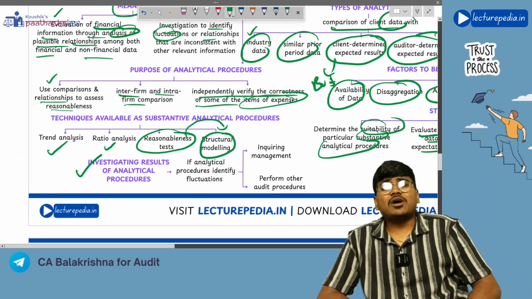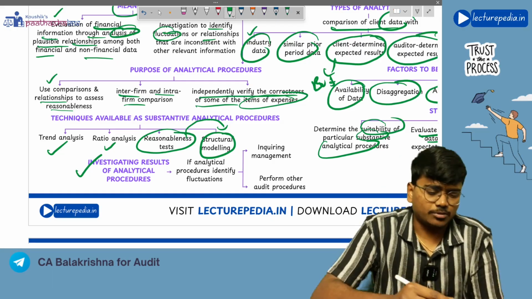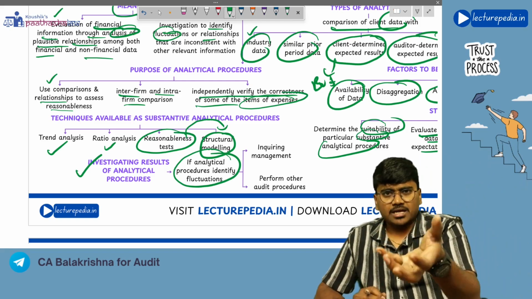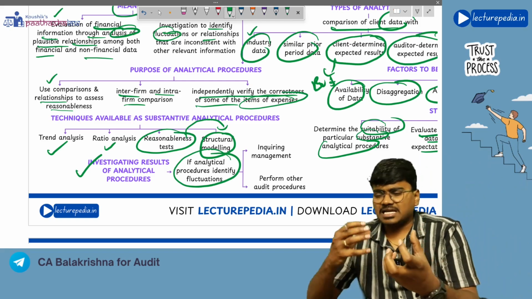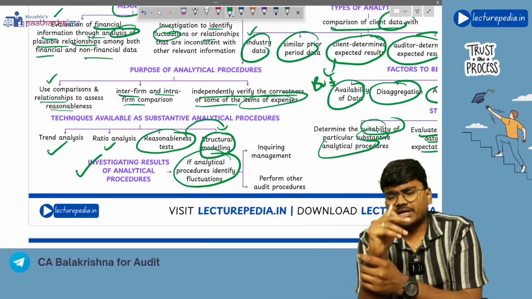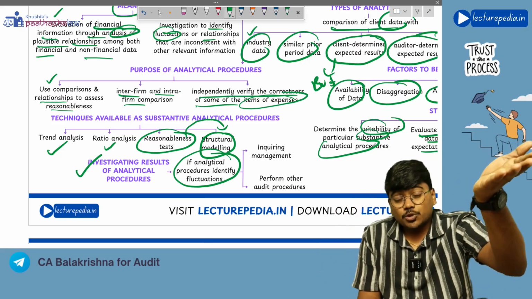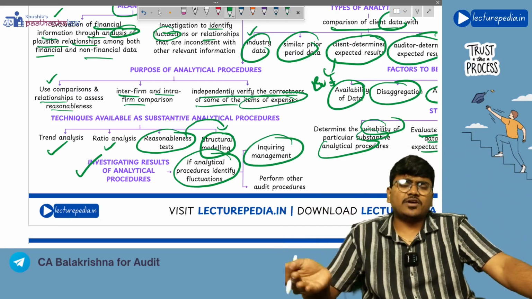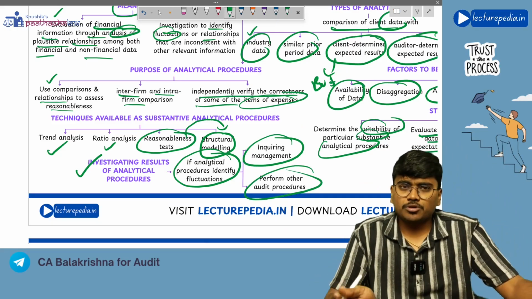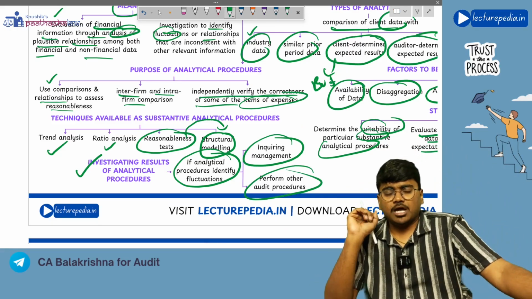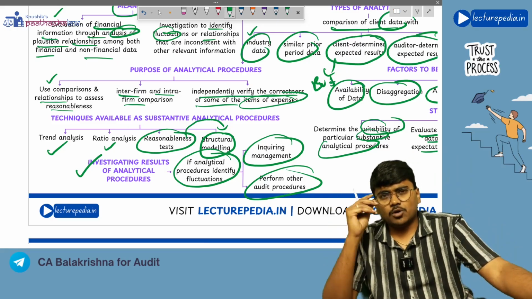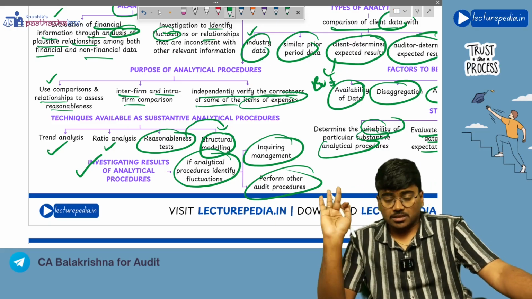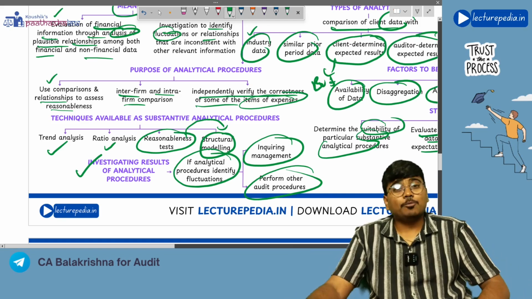So next one is investigating results of analytical procedures. How will you investigate results of analytical procedures? If analytical procedures identify any fluctuation, for example in our example, by multiplying the average salary and number of employees you have expected a particular amount, let's say 11 lakh rupees, but in the P&L it is showing 12 lakh rupees. So there is a fluctuation. In such a situation, inquire management why there is such fluctuation, and perform other audit procedures to come to a conclusion about that fluctuation. Got it? So this is how you will investigate the fluctuations that you identified through analytical procedures. This is SA-520 analytical procedures.